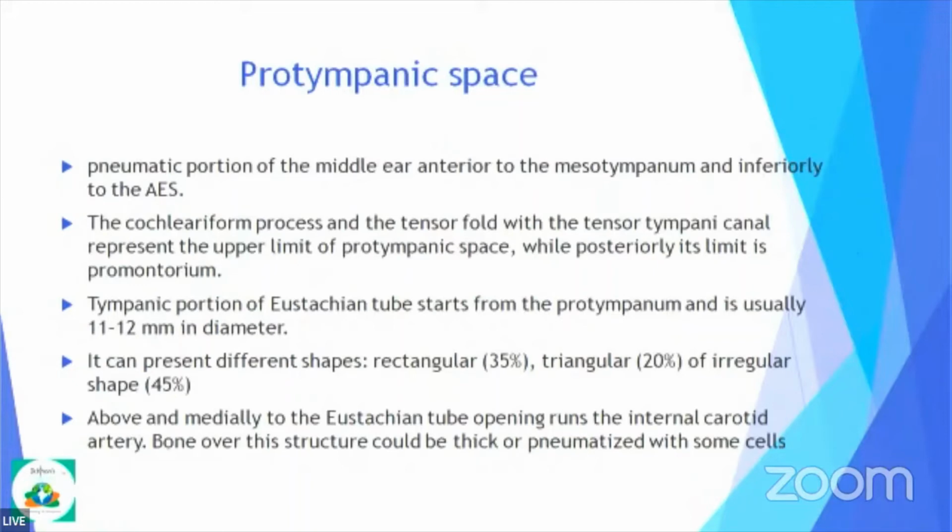in most of the cases, that is in 45%. And above and medially, close to the eustachian tube, runs the opening of the internal carotid artery, which is of anatomical importance, because in extensive cholesteatomas and revision cases, the amount of pneumatization and all these things are to be kept in mind when you are doing the cholesteatoma.